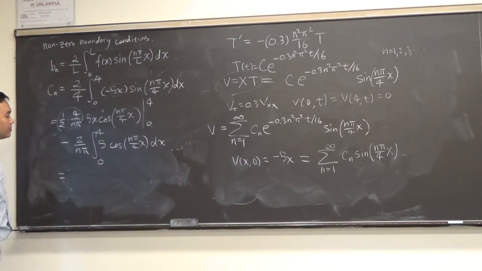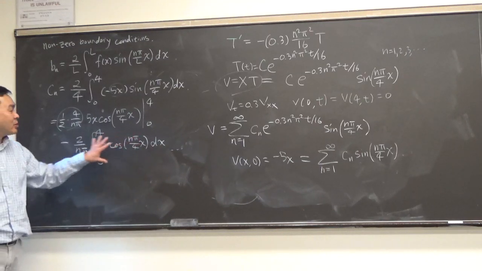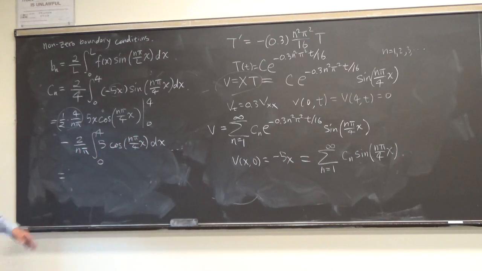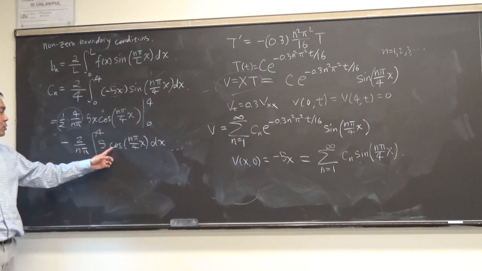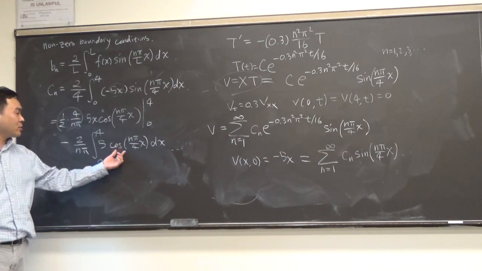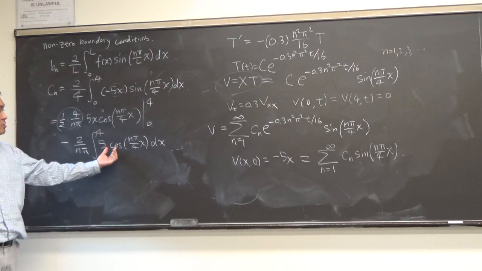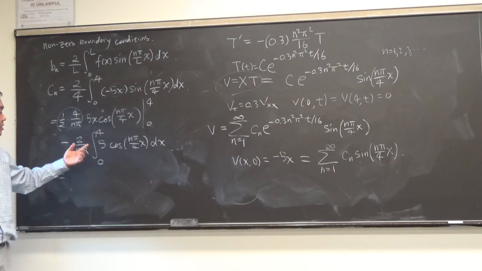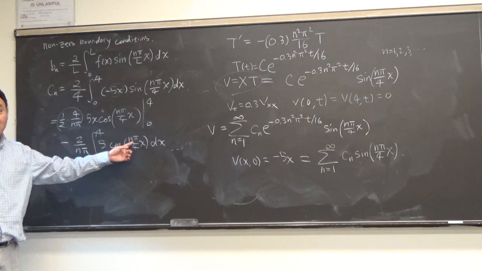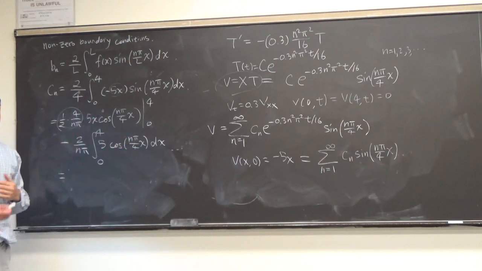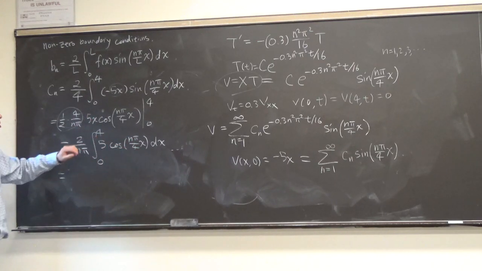And it turns out that this part becomes 0. So I'll skip some calculations. Because you're integrating a cosine function over its full period, this will give you 0. Or another way to see it is cosine integrates to sine. When you plug in 4 and 0 into sine n pi over 4x, it will create 0. Okay, so this part will give you 0.